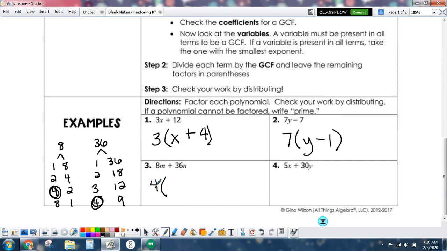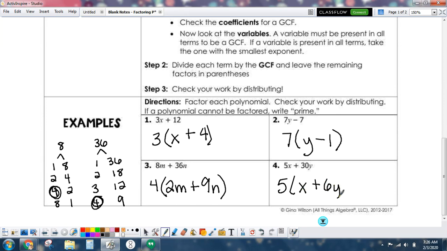So 8 divided by 4 is 2. The m doesn't have a common factor, so I'm going to go ahead and write that down. And then plus 36 divided by 4 is 9, and n does not have a common factor, so the n stays. Try 4. For 4, your common factor should be 5. So you pull 5 out, and then you're left with x plus 6y.